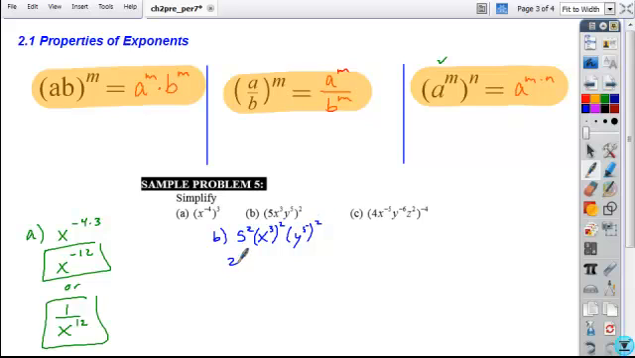So 5 squared simplifies to 25. Power to a power, you get x to the 3 times 2, or 6. Y to the 5 times 2, or 10. And so this would be the form of your solution, or simplified form. And then finally, problem C is the same idea.